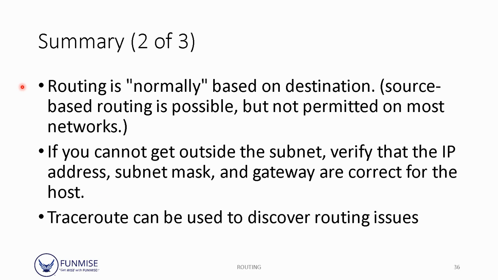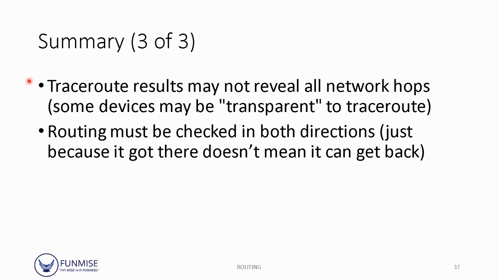Routing is normally based on destination. Source-based routing is possible, but not permitted on most networks. If you cannot get outside the subnet, verify that the IP address, subnet mask, and gateway are correct for the host. Traceroute can be used to discover routing issues. It should be noted, traceroute results may not reveal all network hops, because some devices may be transparent to traceroute.